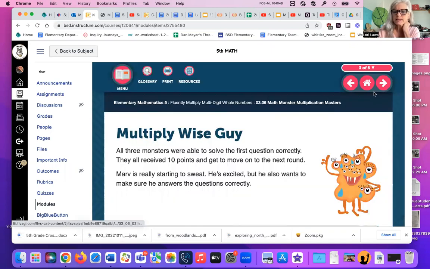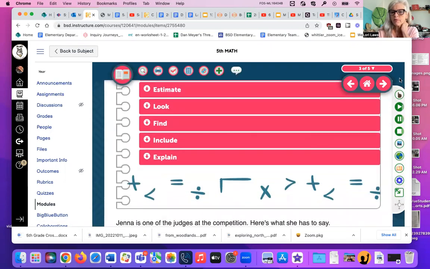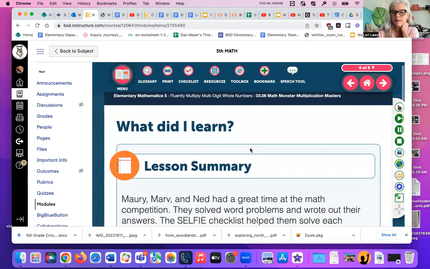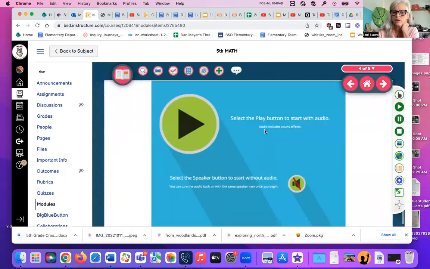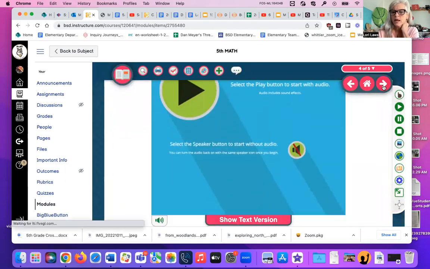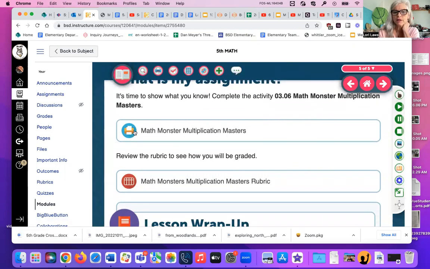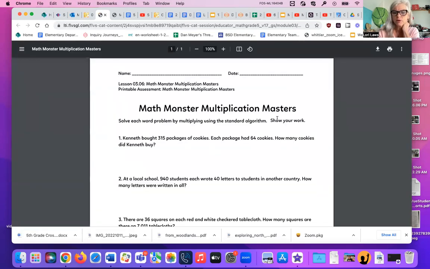This assignment just kind of goes through some more practice and showing you through the steps. And at the end, it said, what did I learn? There's a little self-check review. And on page 5, it tells you to print this Math Monster Multiplication Masters, which is that page out of your notebook, and fill it out. We are not going to work on this in class today.